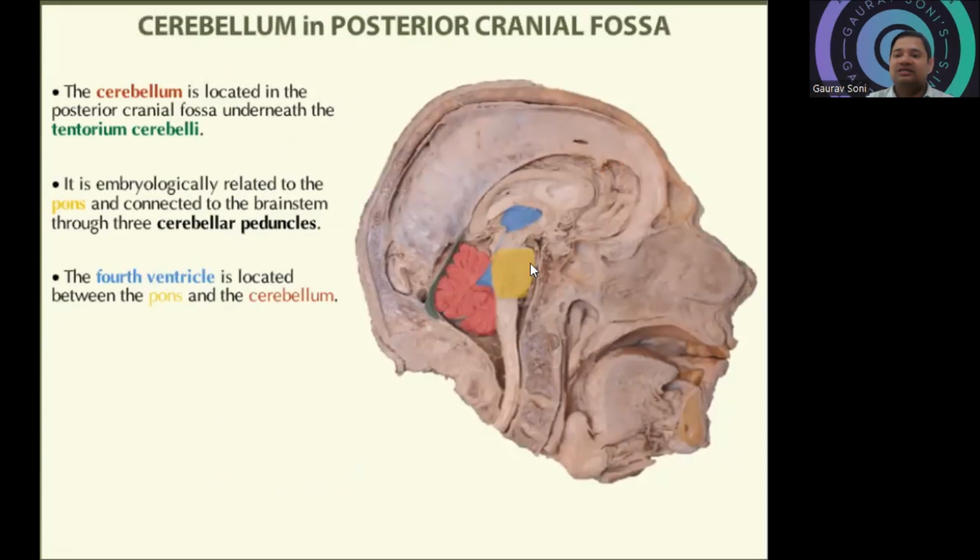In yellow, you can see the pons. The fourth ventricle is located between the pons and cerebellum. This blue colored thing which you can see here is the fourth ventricle, which is in between the pons and cerebellum.